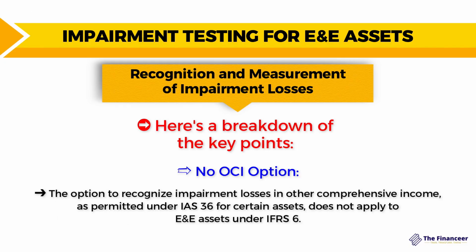The option to recognize impairment losses in other comprehensive income, as permitted under IAS 36 for certain assets, does not apply to E&E assets under IFRS 6. What does it mean? It means that there is no OCI option. All impairment losses are to be recognized in the statement of profit or loss.